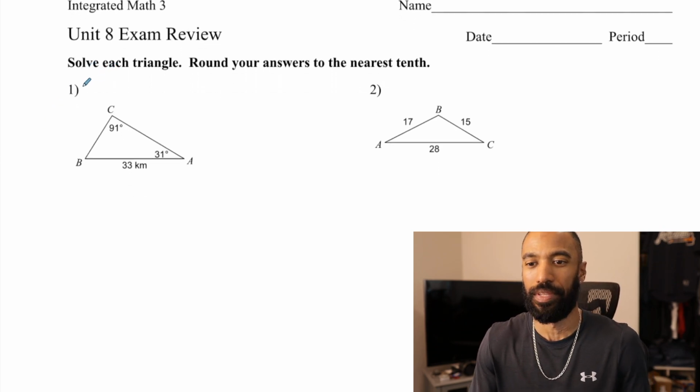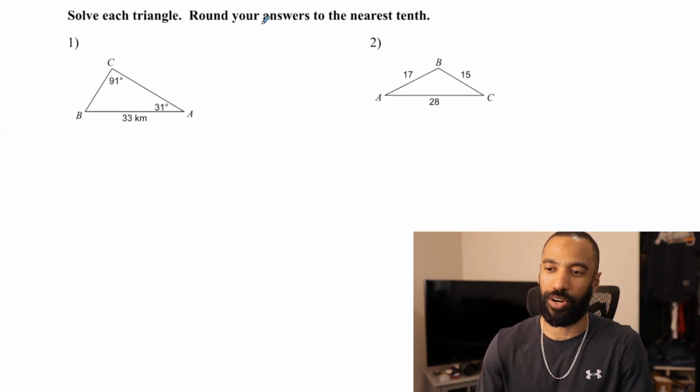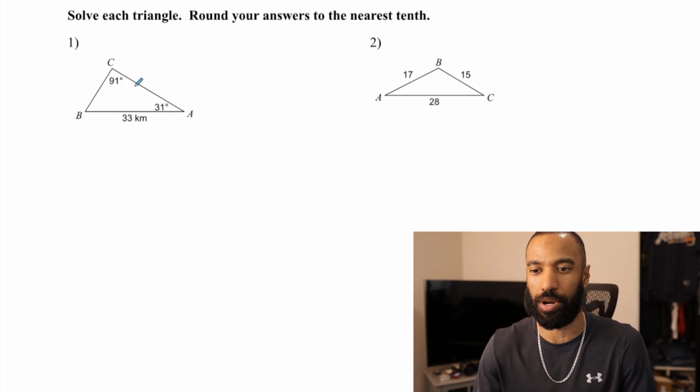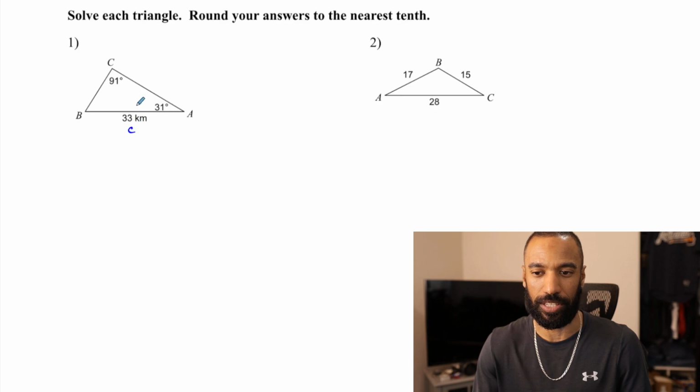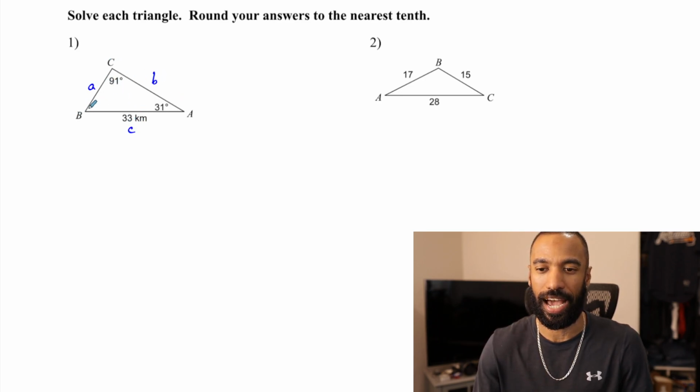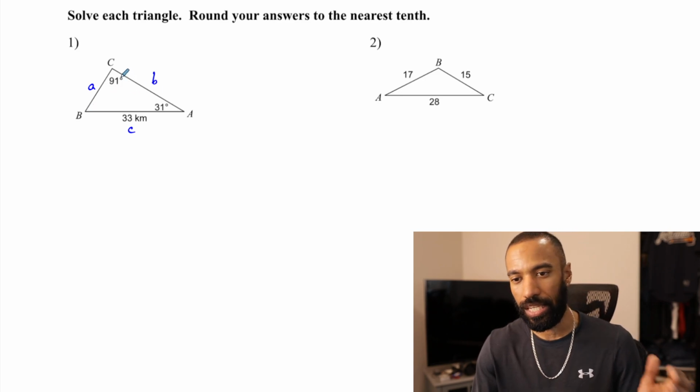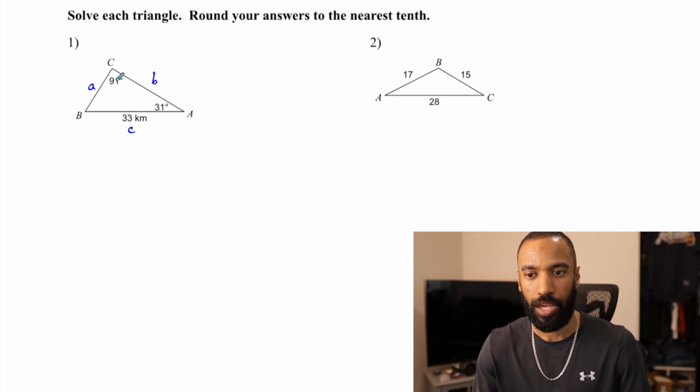Okay, solve each triangle. Round your answers to the nearest tenth. So number 1, I'm given a 33 kilometer side, which is technically side C, opposite angle C. I don't know side B or side A. I don't know the measure of angle B. Given the information that we have, these two angles, we can find side length A right here, and we can find the measure of angle B right now.